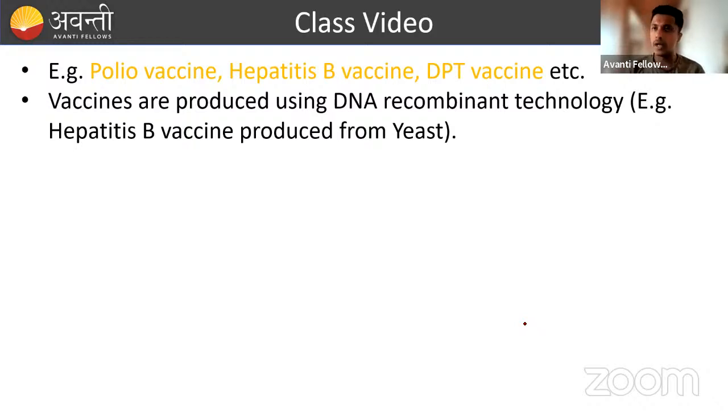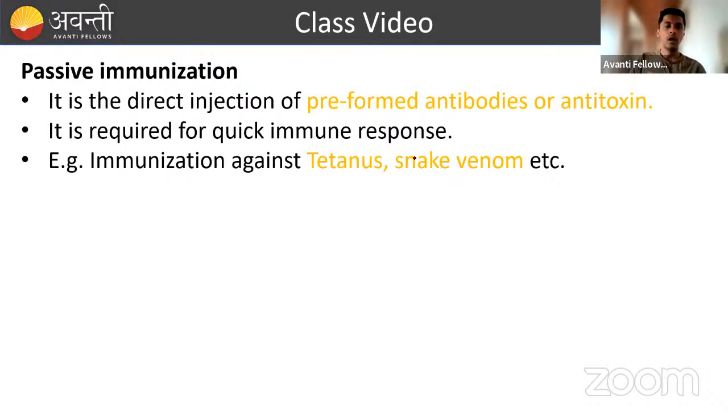So one way today, we are using recombinant DNA technology to produce vaccines. One of the examples of the vaccines produced by recombinant DNA technology is the hepatitis B vaccine, which is produced from yeast. So remember this example. What type of vaccine is developed through recombinant DNA technology? You have to tell it is the hepatitis B vaccine, which is produced from yeast. Very, very important. So we talked about active immunization, correct?